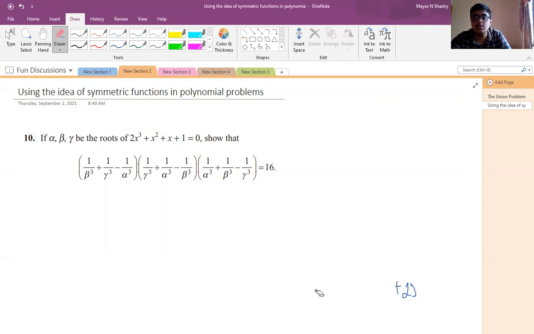So let us just see what the problem is telling. It's saying that alpha, beta, and gamma are the roots of this equation, 2x cubed plus x squared plus x plus 1 equals 0. And we need to show that this expression, (1 by beta cube plus 1 by gamma cube minus 1 by alpha cube) times (1 by gamma cube plus 1 by alpha cube minus 1 by beta cube) times (1 by alpha cube plus 1 by beta cube minus 1 by gamma cube), equals 16.